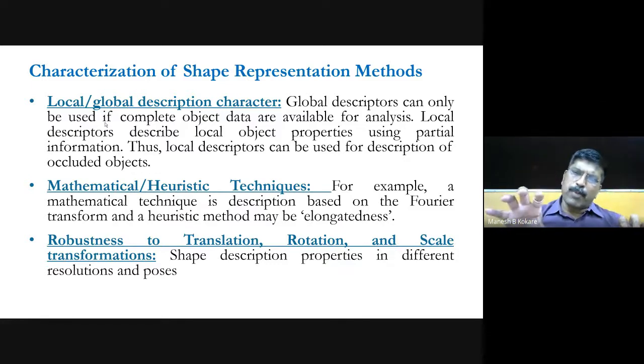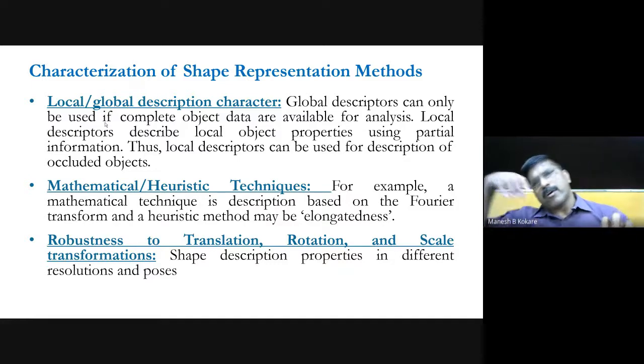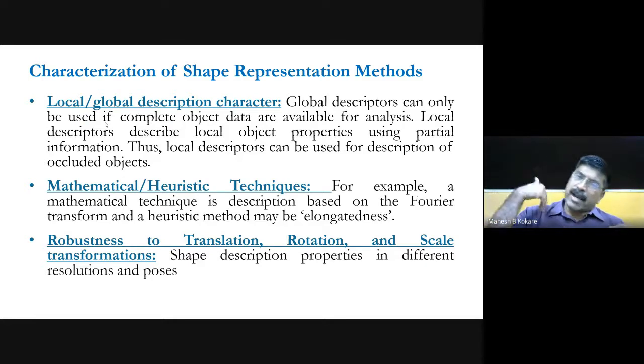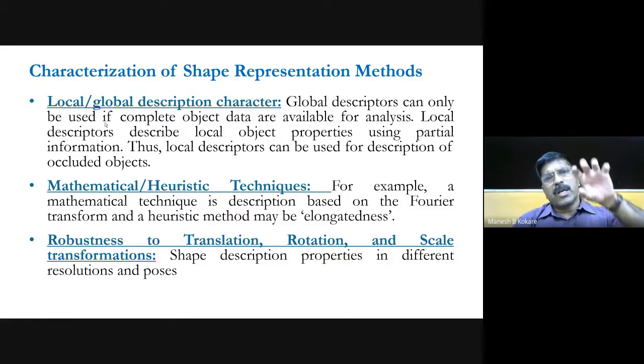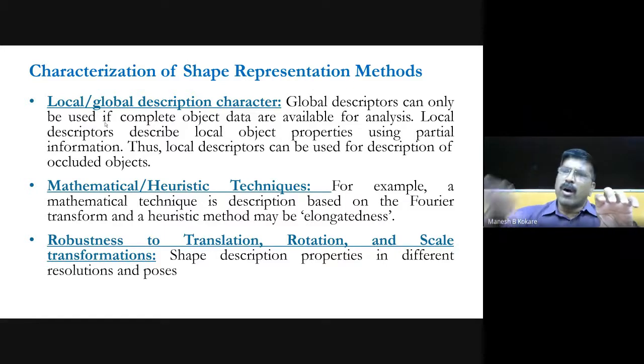Whereas in a global approach, you are considering the entire image at a time, and then you are transforming it, representing that image in another domain, and then extracting the features from that domain. So that is called a global approach. So in shape recognition also, the method may be local, characterizing the shape in a local way, or global, characterizing the shape in a global way.